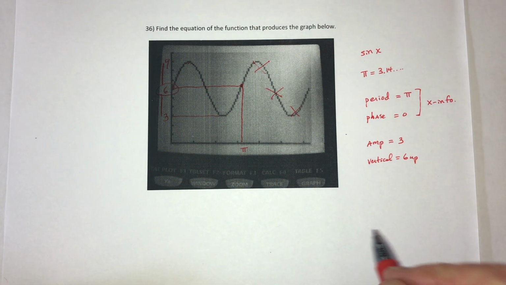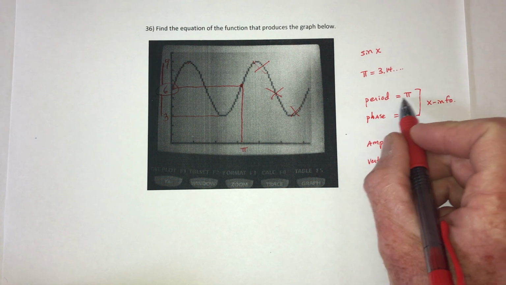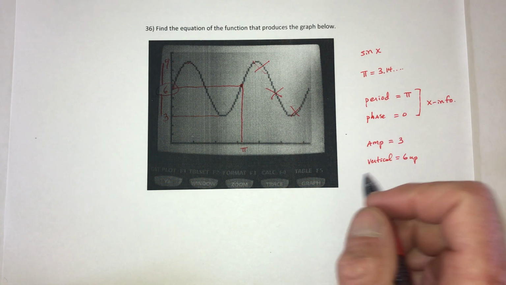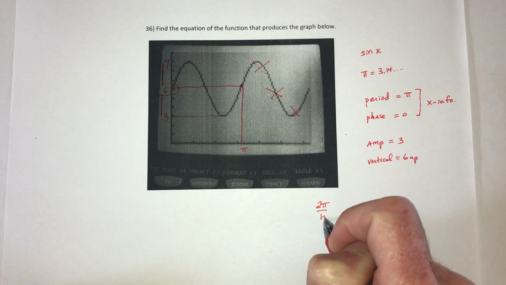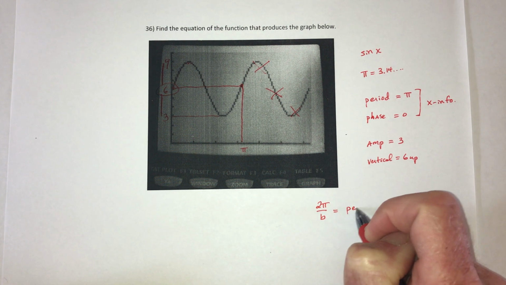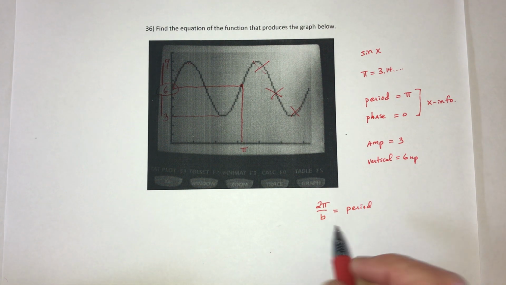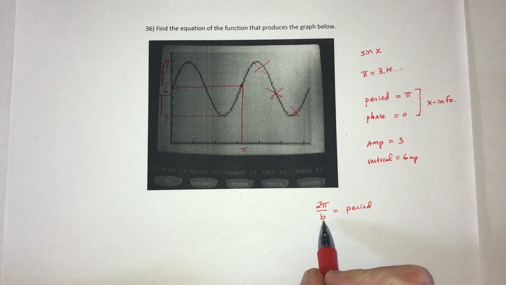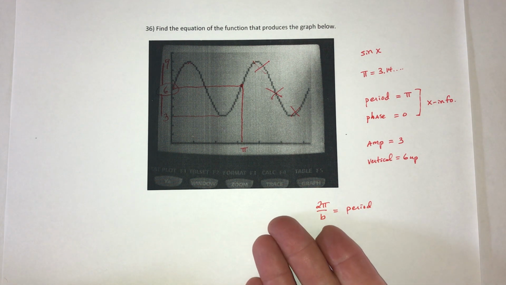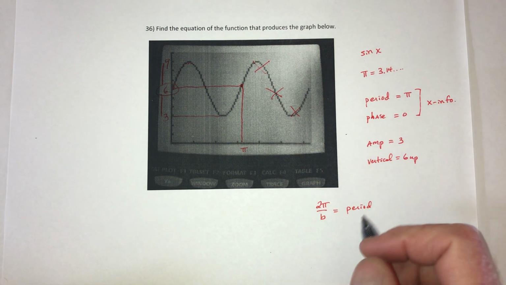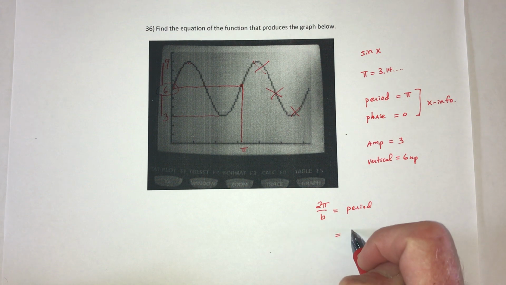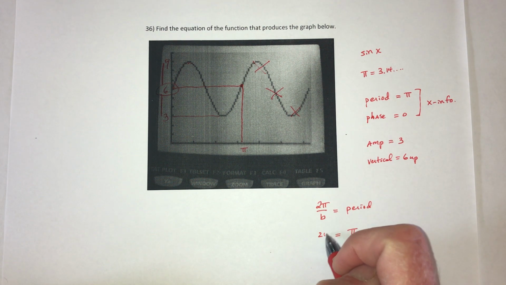All right. Now when you do the period, the usual way to do it is 2 pi divided by b will give you the period. That little formula, where the b is the number sitting in front of x, if we had the equation to look at, but we don't. But for this one, we got the period is pi. So on the right side, put pi.